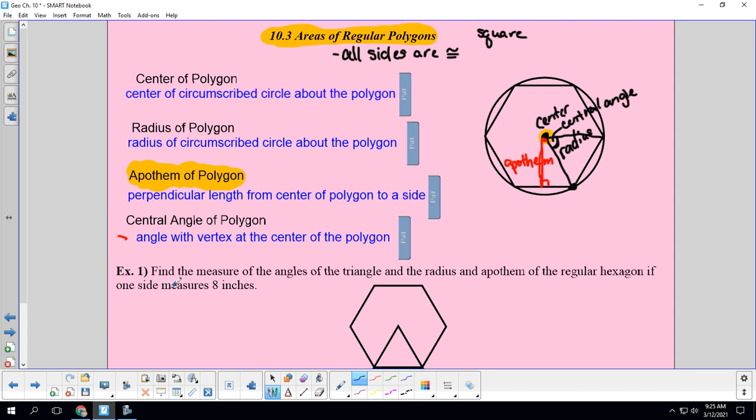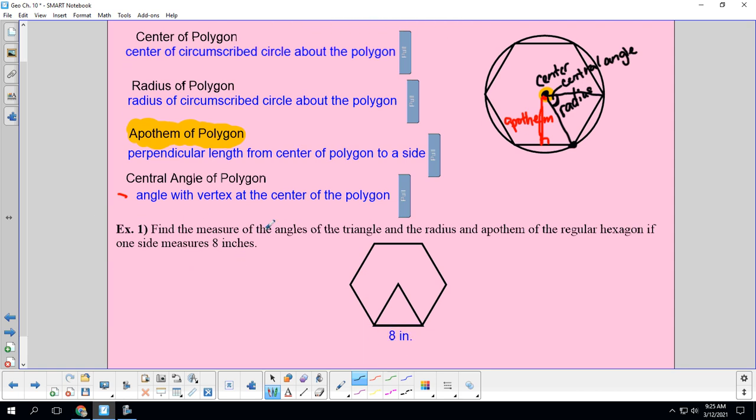Okay, so we are going to find the measures of the angles of the triangle, all these angles here, and the radius and apothem of the regular hexagon if one side measures 8 inches. So this is a regular hexagon. Hexagon means we have 6 sides. If you didn't know that, you could just count. I'm going to write it down because I'm a visual learner. Hexagon will come up quite often.